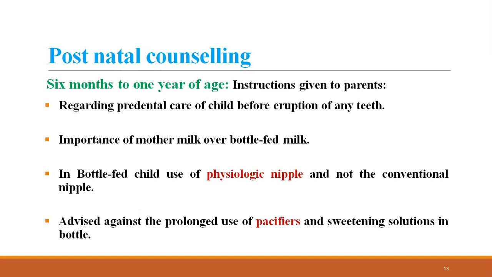In postnatal counseling, which starts from 6 months to 1 year of age, we know that the first tooth, the deciduous tooth, erupts at around 6 months of age. So in this time period, the instructions given to parents are regarding pre-dental care of the child before eruption of any tooth. This means there may be teething problems before eruption of teeth.